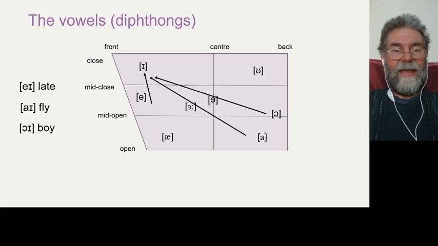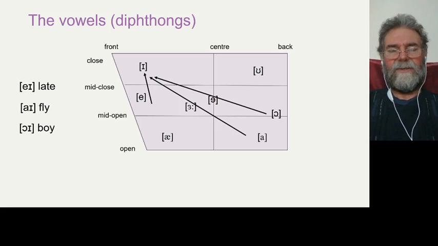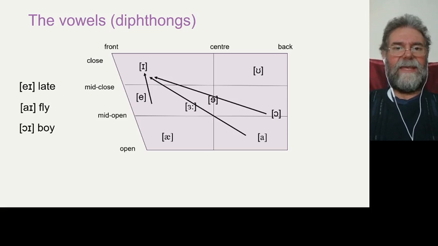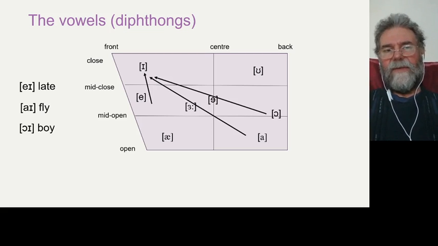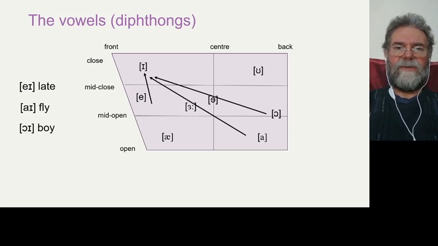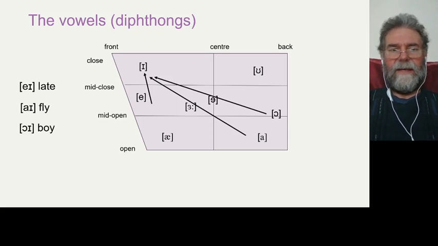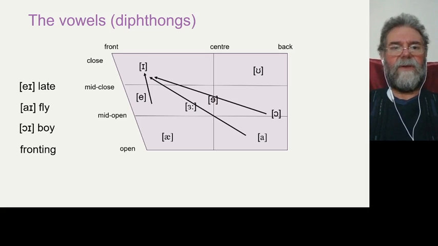Another one which, again, is similar to these in as much as it has the same ending point is the one we get in the word like boy. That's oi. Starting off somewhere close to the or vowel and ending again with the e vowel. So oi. Okay. Now, all of these have in common that end point. They all move towards the front part of the vowel space. They're often, therefore, referred to as fronting vowels. Okay, and as you can see, we've got three fronting diphthongs in English.